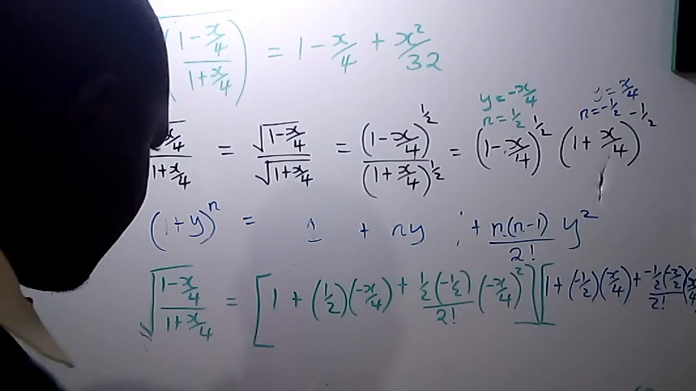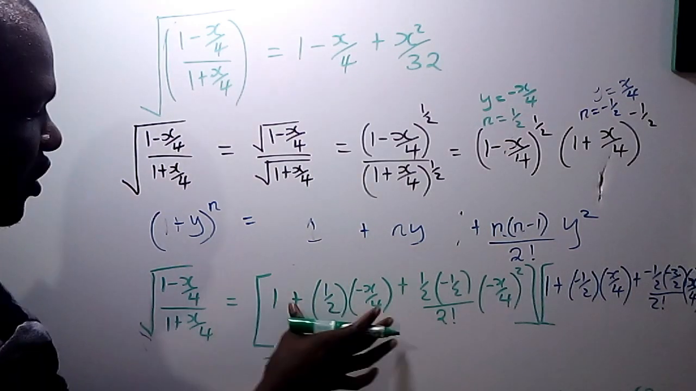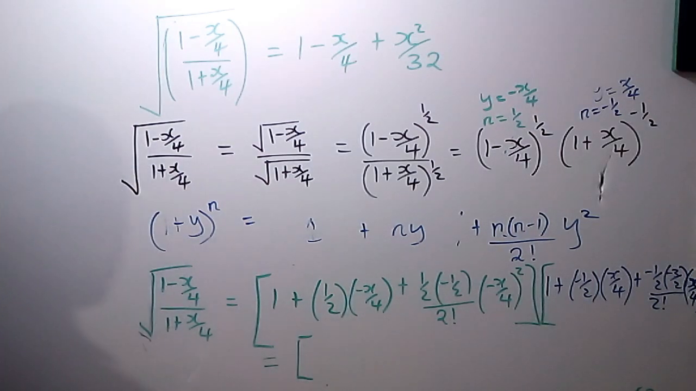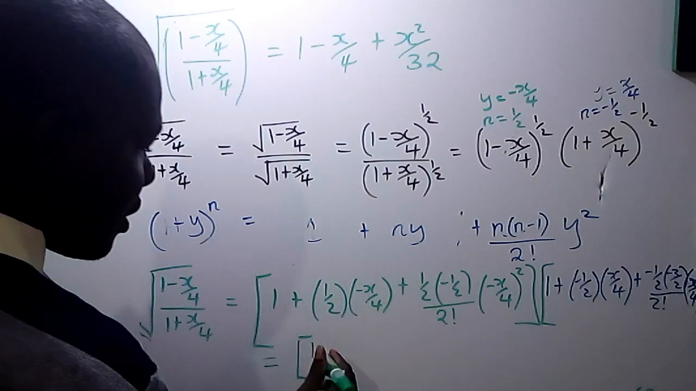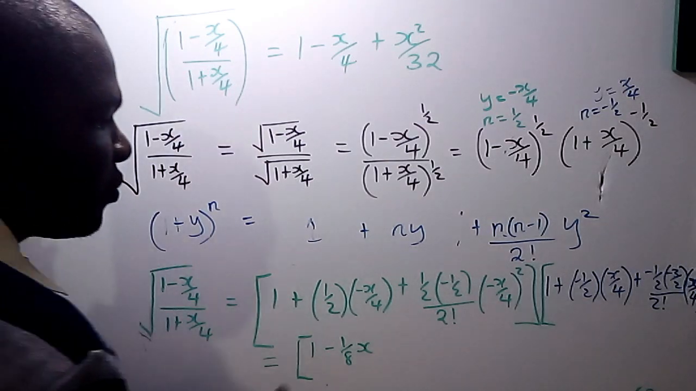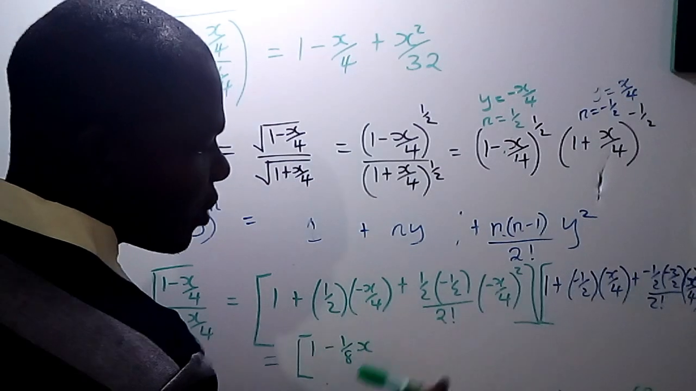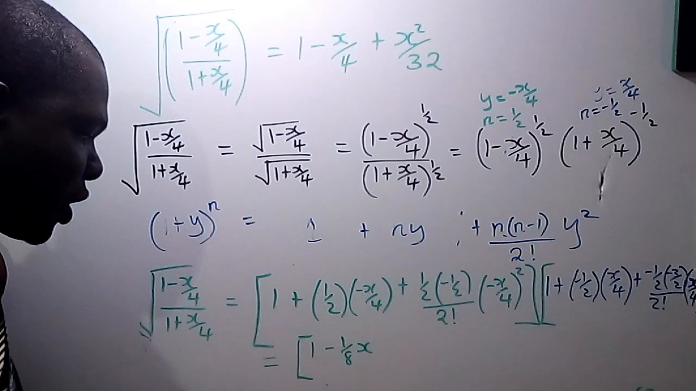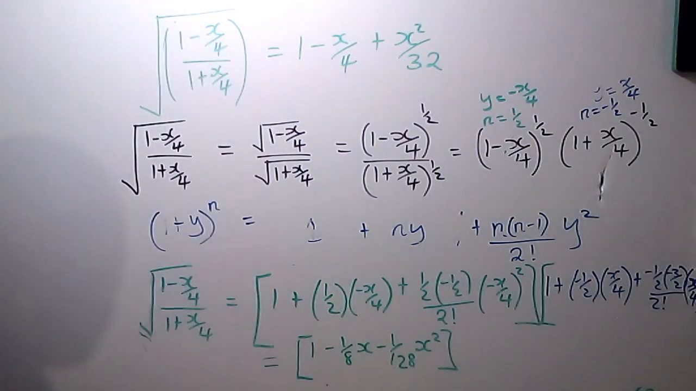So if you find the product of these two functions, we will simplify them first. If we simplify this, we get 1 plus a half times negative 1 over 4 is negative 1 over 8 times x. A half times negative a half, that is negative 1 over 4. Negative 1 over 4 squared is 1 over 16. Negative 1 over 4 times 1 over 16 divided by 2 factorial, that is negative 1 over 128x squared.